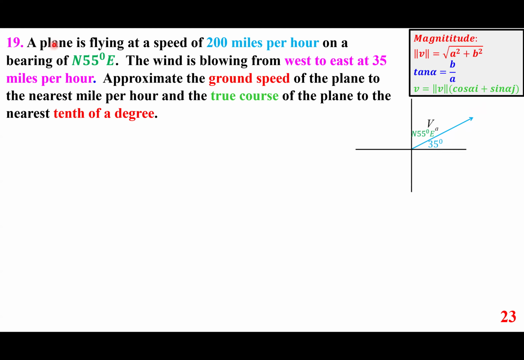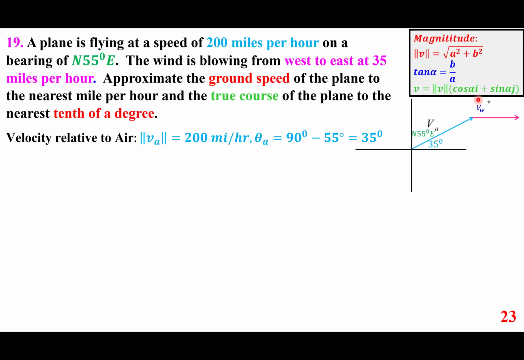So the plane is flying with the 200 miles per hour speed. That's its magnitude. And the angle is 35 degrees, theta sub alpha, let's say. The wind is blowing from west to east going this way, and it is at 35 miles per hour. That is the magnitude again. But what about the angle? It is parallel to the x-axis, or the i, and therefore it makes a 0-degree angle. So that's important to know that.